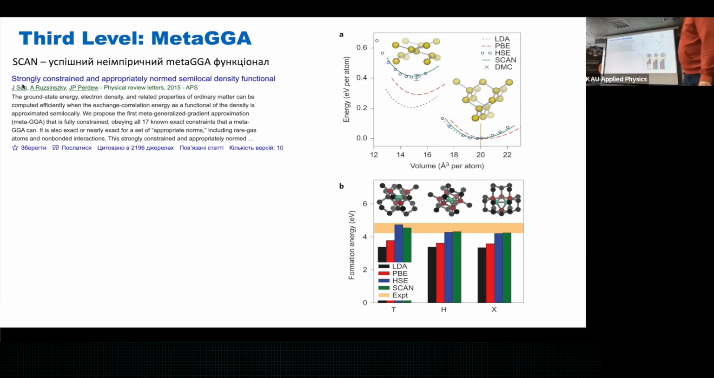And what's the improvement? For example, here we see the band structure for some system. Here is LDA. As I told you, LDA underestimates the band gap. So the band gap calculated by LDA is much smaller than the real one. Okay, why do you think this happens?